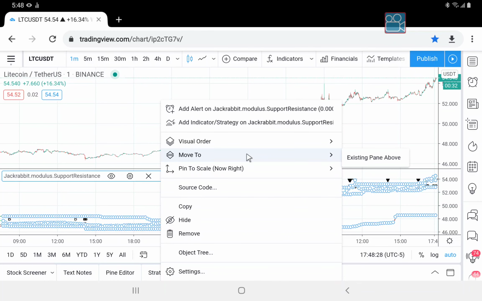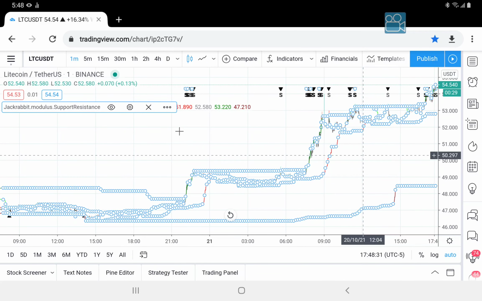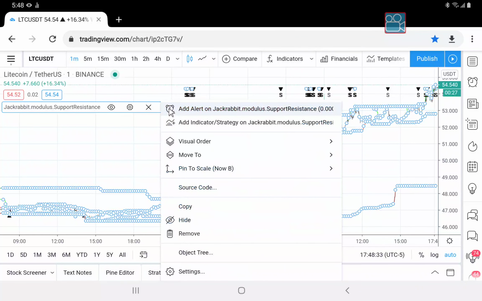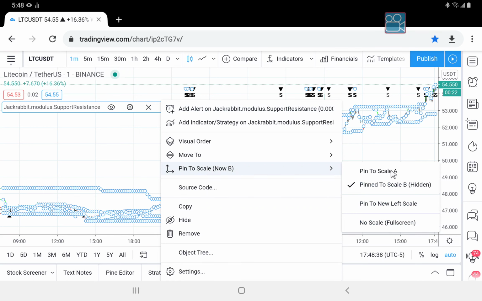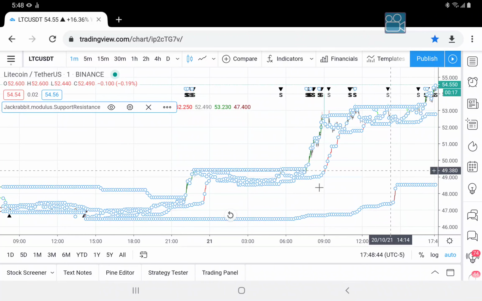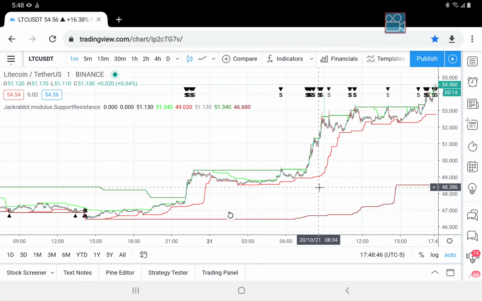So we will move it up, and then most importantly, and this is an important step to make sure you have your numbers right, always pin to scale A when you have it on your main chart. Now the scale will be correlated properly with the candlestick size. So as you can see, this does very well. It works equally well with a trailing and with a dollar cost averaging module.